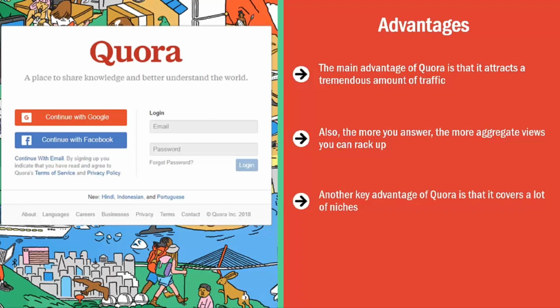Another key advantage of Quora is that it covers a lot of niches. Unlike niche-specific forums that have a fairly narrow niche coverage or Facebook groups and pages that are restricted to a certain range of niches, Quora doesn't really have any limits as far as topics are concerned. As long as people ask a question regarding your niche, you can post an answer.